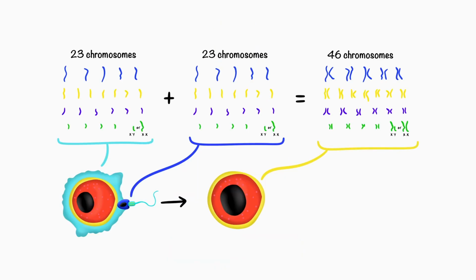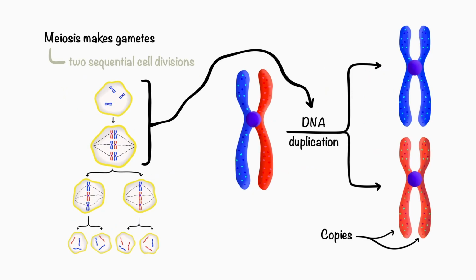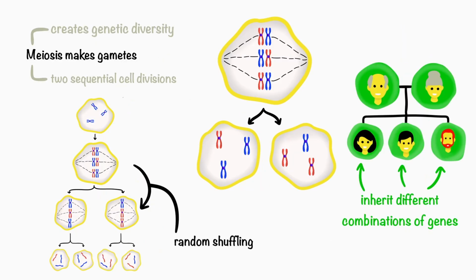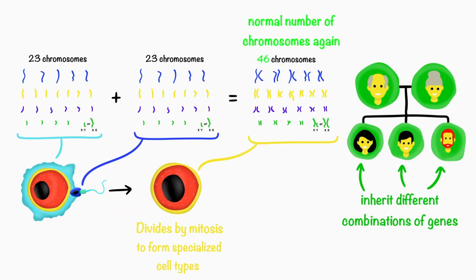In this episode, we'll look at why gametes need half the usual number of chromosomes. Next, we'll examine the process of meiosis and how it differs from mitosis. Then we'll explore how meiosis creates genetic variation. Finally, we'll see what happens after fertilization when gametes combine.